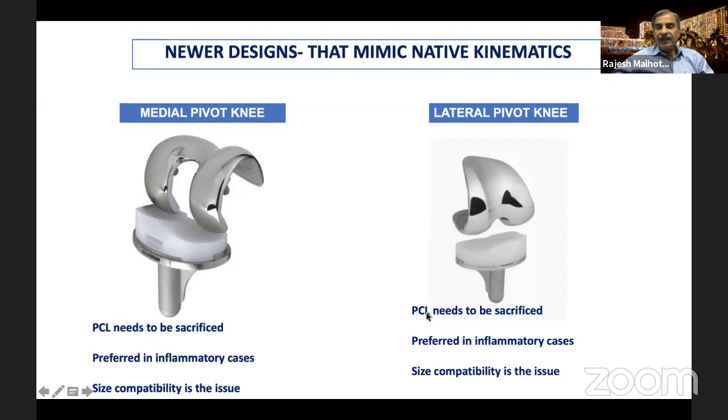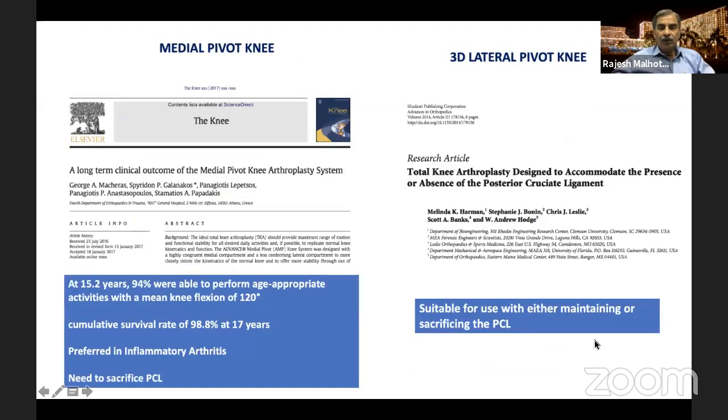You can put a 2 plus, but that's hardly ever required. The lateral pivot knee, you can keep the PCL or sacrifice it. Maybe you're better off sacrificing it. It's again preferred in inflammatory cases, but the size compatibility is an issue here also.